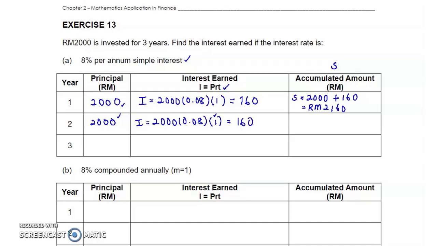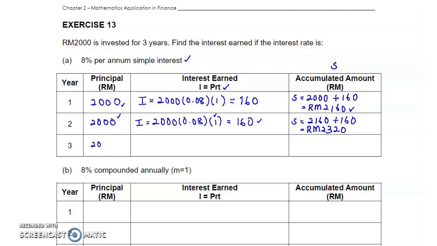So at the end of year 2, how much will you have? Year 1 just now, you already had 2160. After year 2, you earn another interest of 160. So plus 160. So at the end of year 2, you will have RM 2160 plus 160, which is 2320 ringgit.